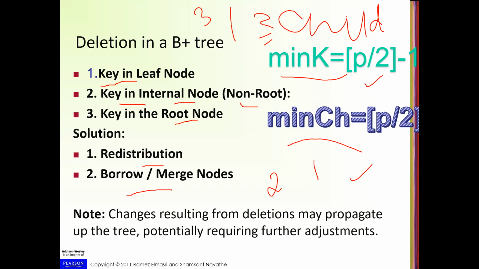Now, it is very important to understand that the results that come from deletion of the values may get propagated up the tree, and the level of the tree can also decrease. The height of the tree can also reduce, and the levels of the tree can also reduce.